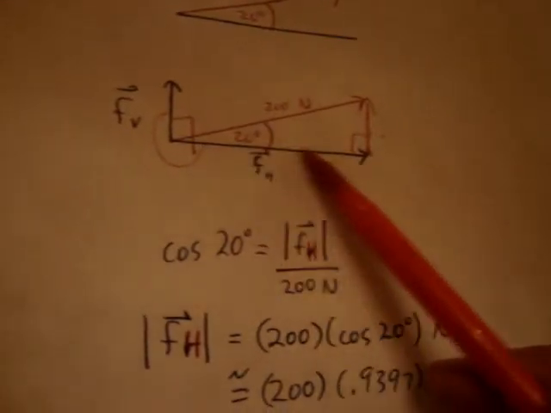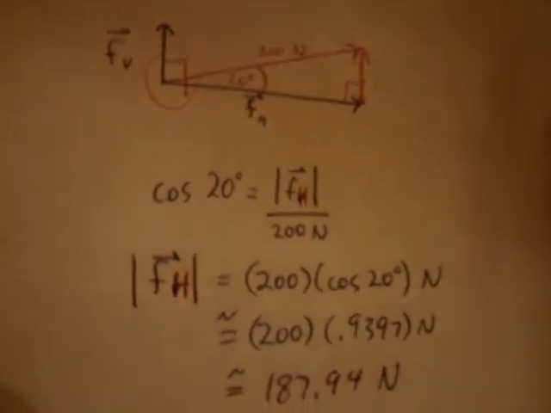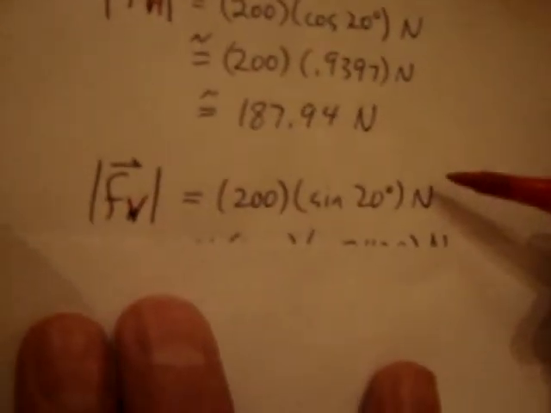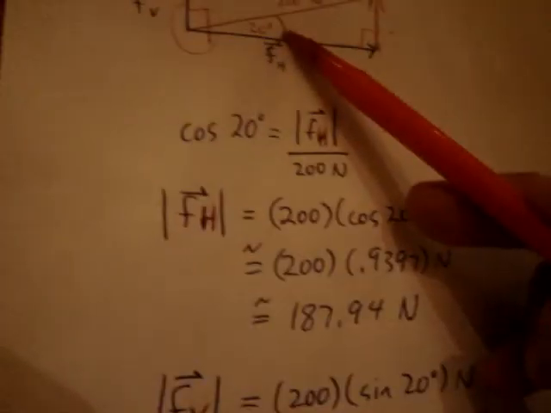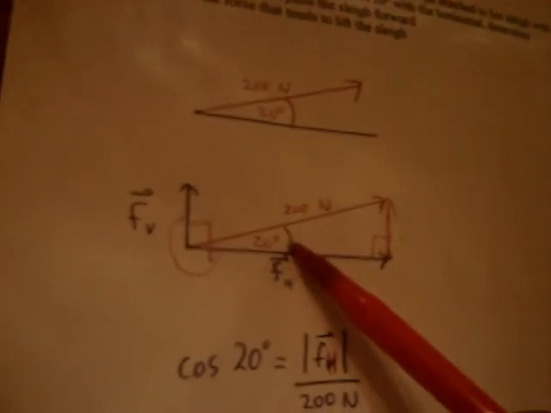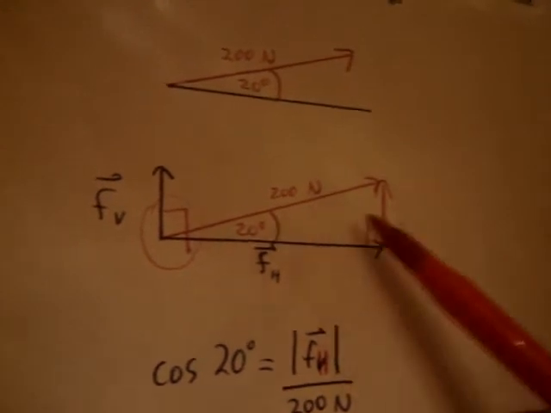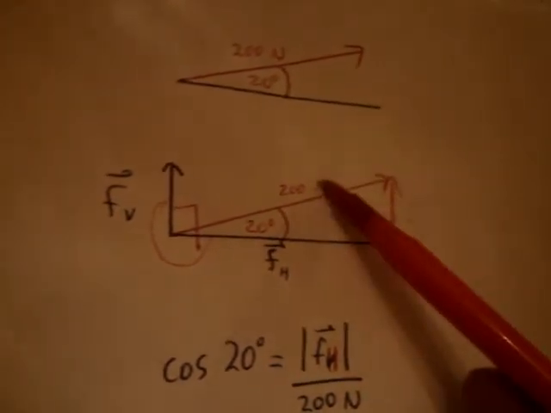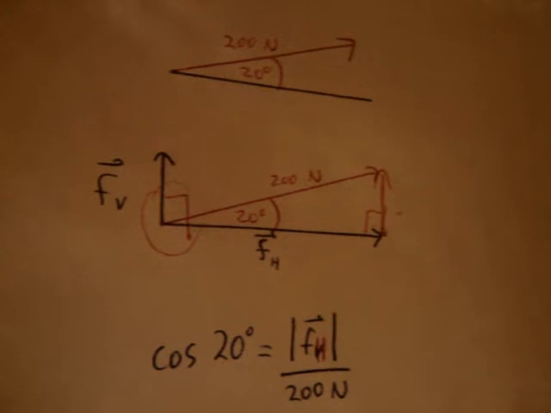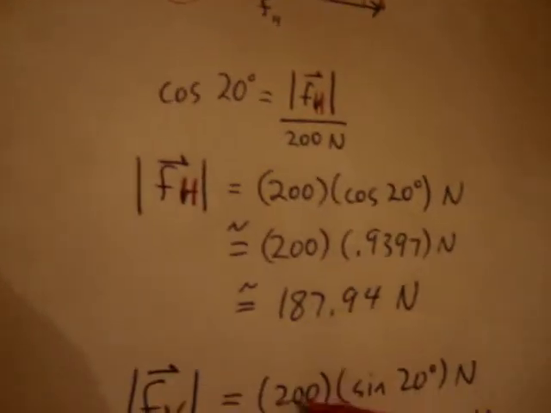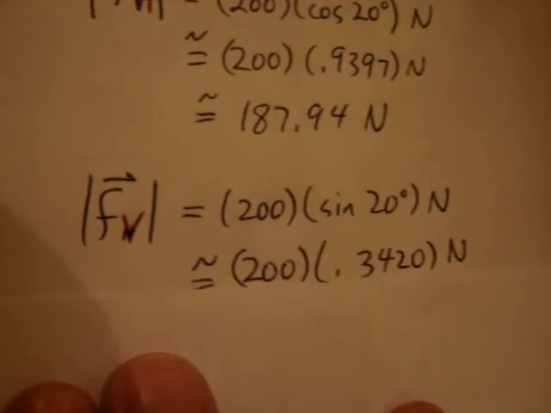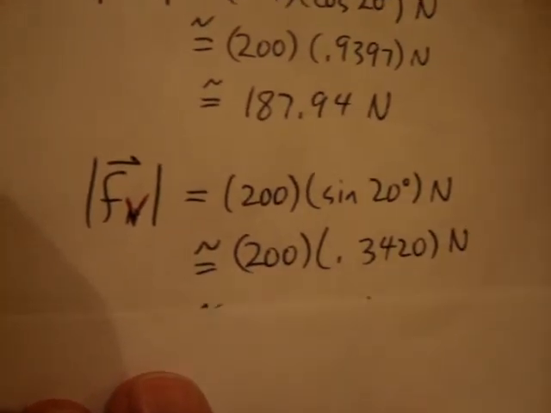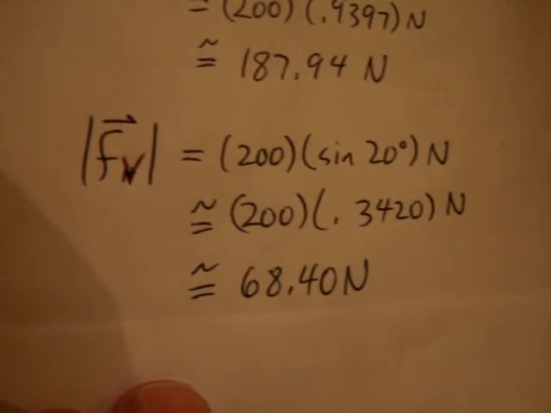So much of the 200 newtons is going in a horizontal direction for Kayla. Now we can also discuss the vertical component. The vertical component in our original diagram we can set up by using the sine ratio. The sine of 20 is equal to the vertical component over 200 newtons. So we have 200 times sine 20, again measured in newtons, which is approximately equal to 68.40 newtons.